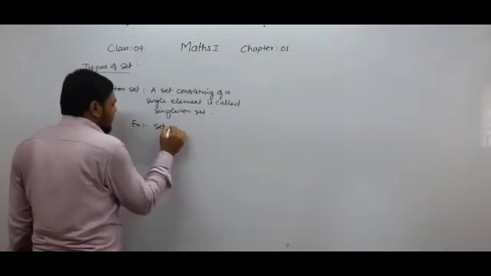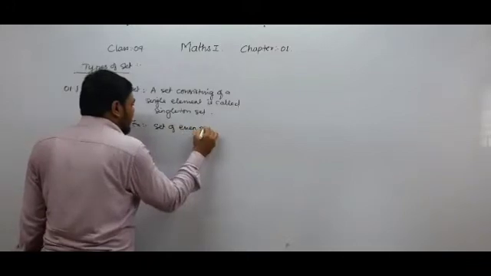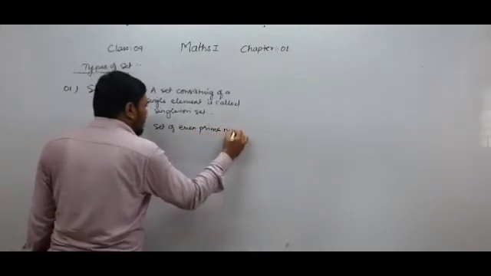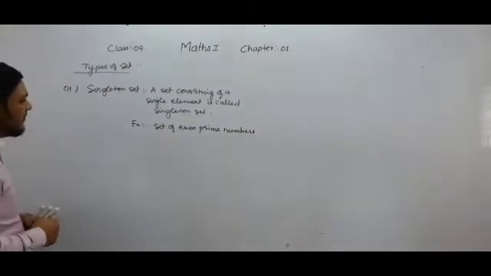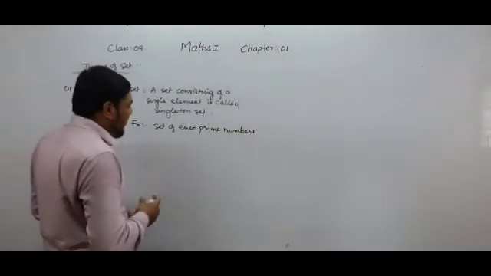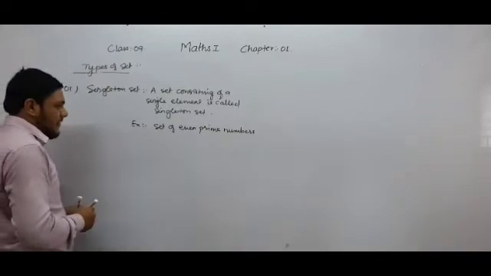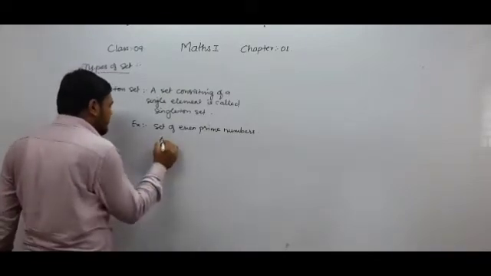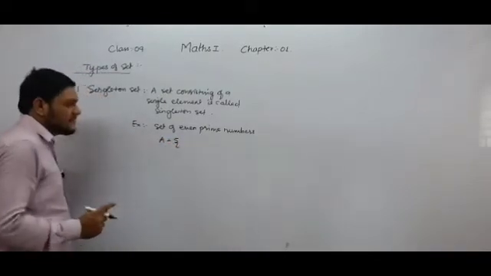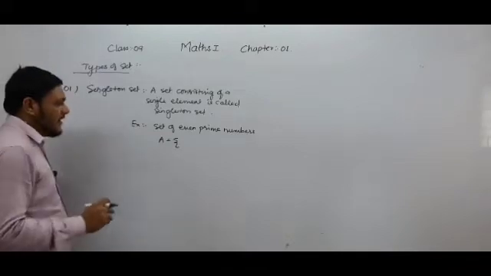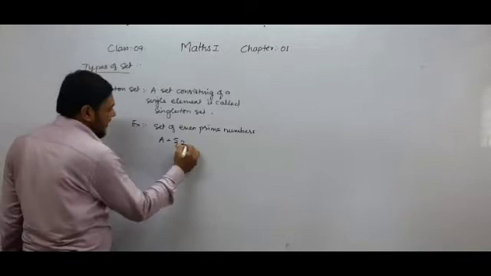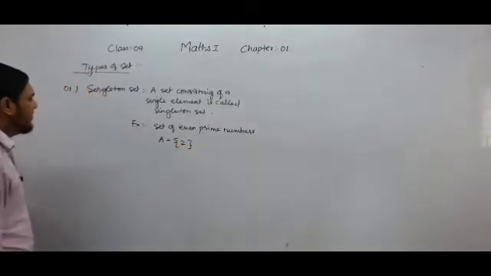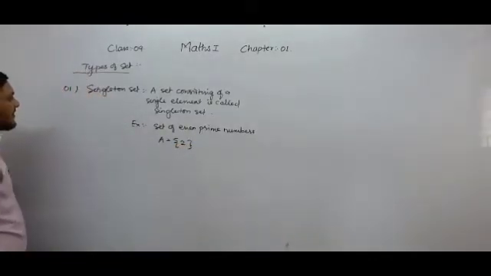Yes, set of even prime numbers. In this set of even prime numbers, there is only one element which is even as well as prime, and that is 2. We studied in the previous lecture that there is only one number which is even as well as prime. So the set of even prime numbers contains only one element, and that is 2. 2 is even as well as prime. So this set is a singleton set.